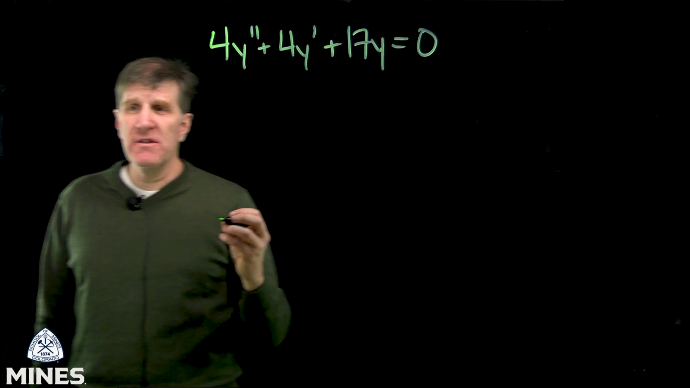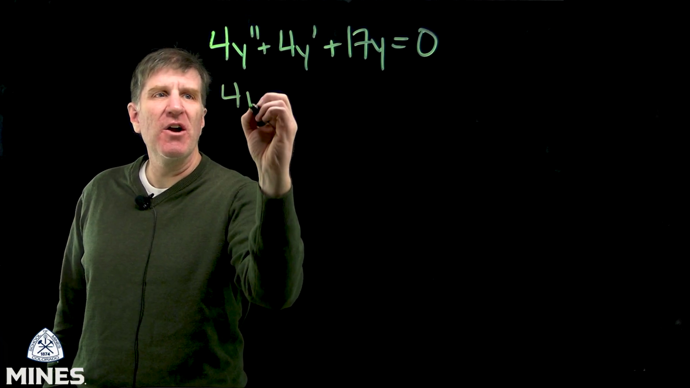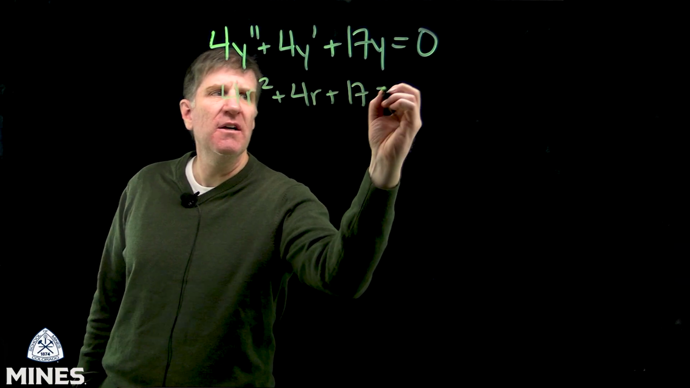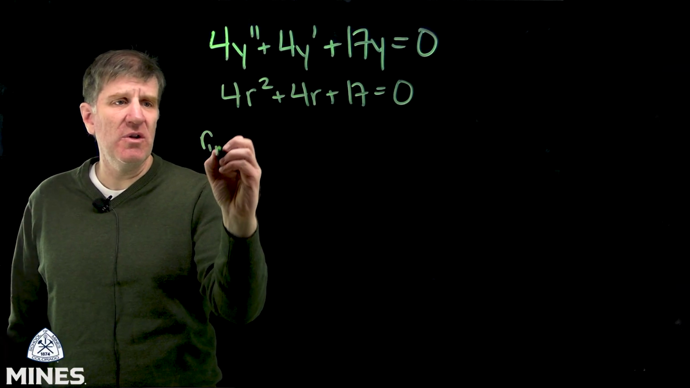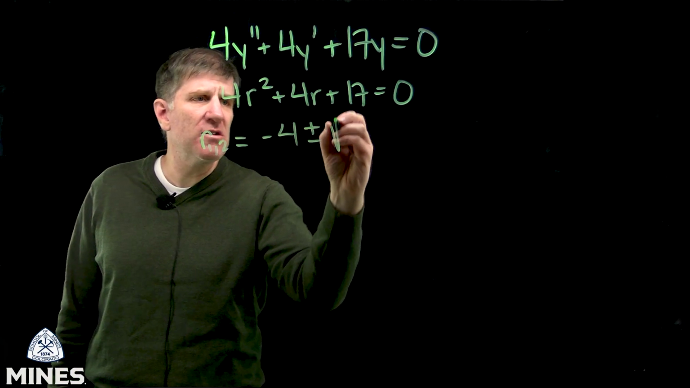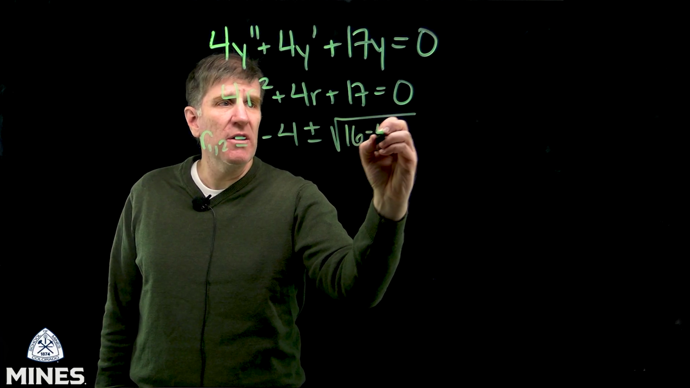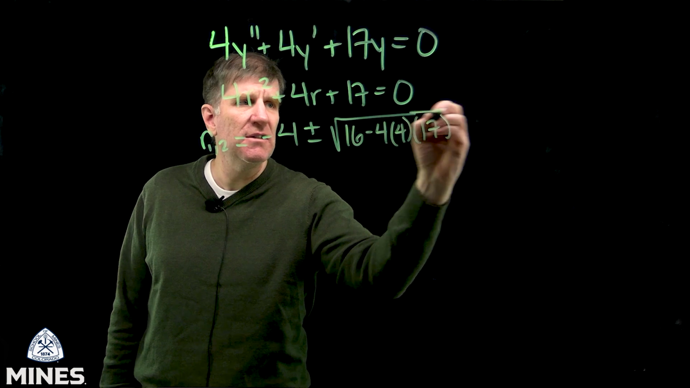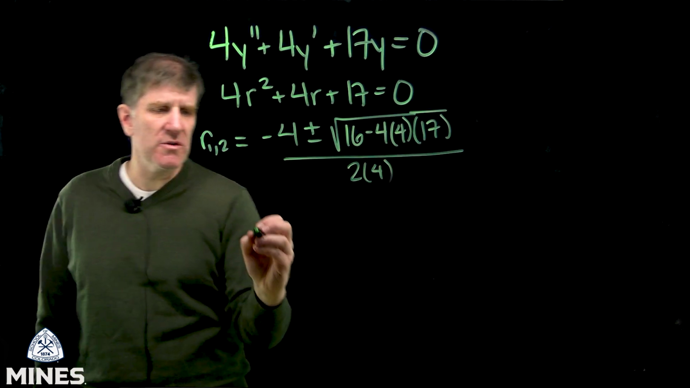All right, one more of these second order constant coefficient linear homogeneous differential equations. Our characteristic polynomial is 4r squared plus 4r plus 17, and that's equal to 0. I can't factor that, so I will use the quadratic equation. We have negative 4 plus or minus the square root of 16 minus 4 times 17. Some arithmetic here I'm not looking forward to. We'll see where it goes.